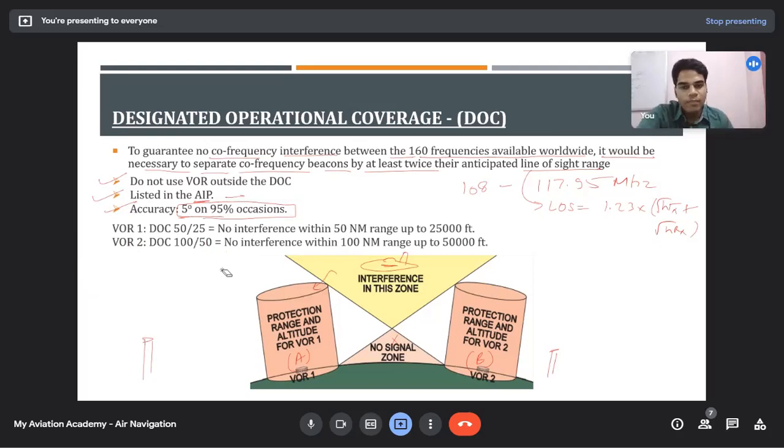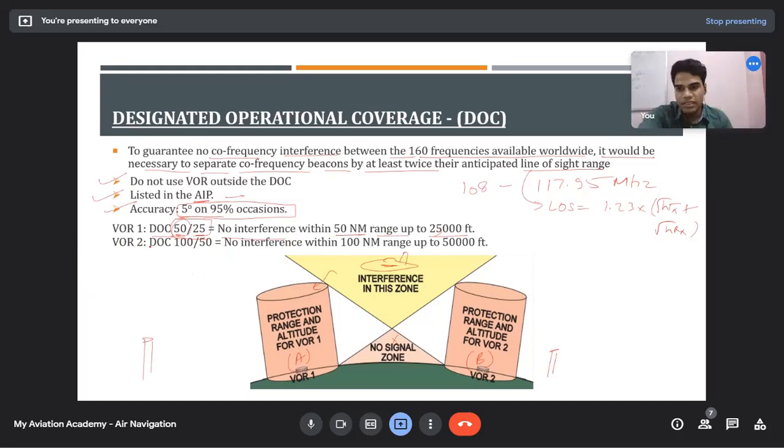How is it depicted in the AIP? How will you depict what the DOC is? If the DOC is given as 50/25, that means no interference will be there within 50 nautical miles range, up to 25,000 feet. So the first two digits before the oblique indicate the range, and whatever is indicated after the oblique is the height in thousands of feet.